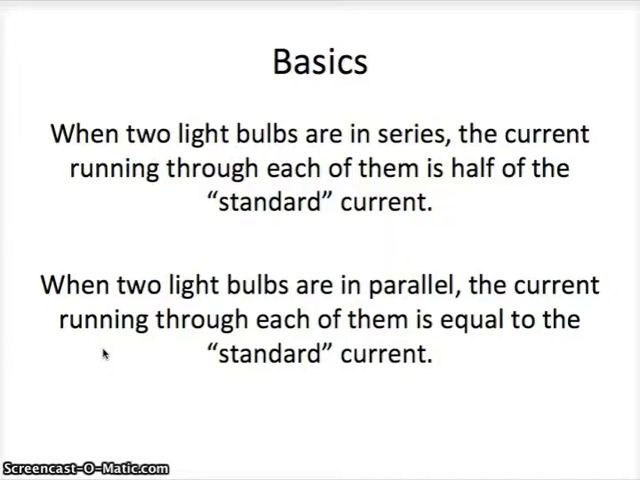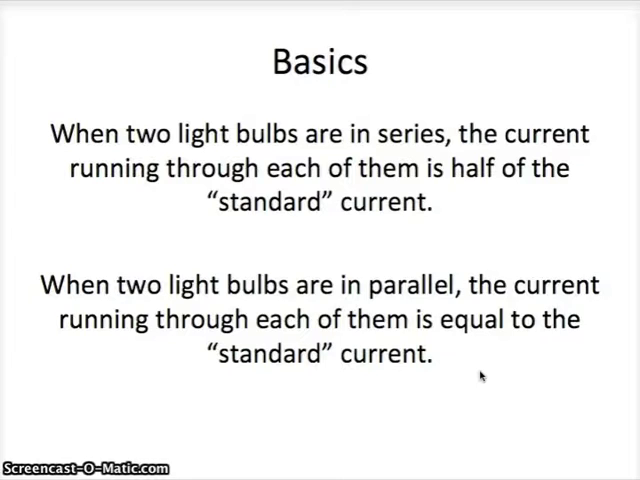So let's say a standard circuit is just a single light bulb connected to a battery with wires in a complete circuit. So no parallels, no series, just a simple light bulb in that circuit. And just like that, we can compare the current of a standard circuit to other combinations. We know that when 2 light bulbs are in series, the current running through each of them is half of the standard current, because each light bulb provides more resistance, so the total current running through that section, the section that's in series, drops. And then when 2 light bulbs are in parallel, the current running through each of them is equal to the standard current.